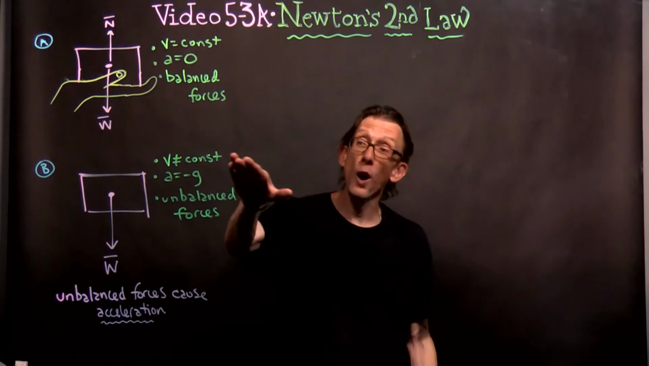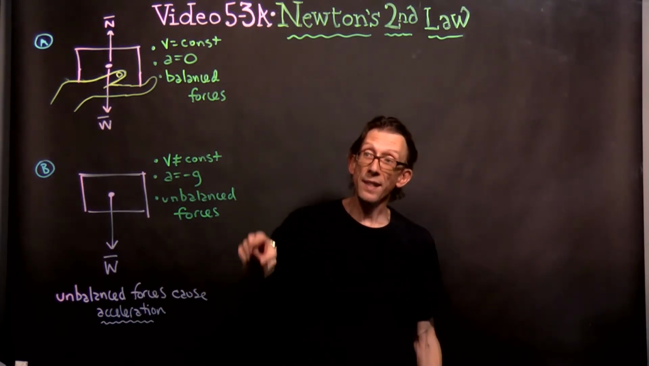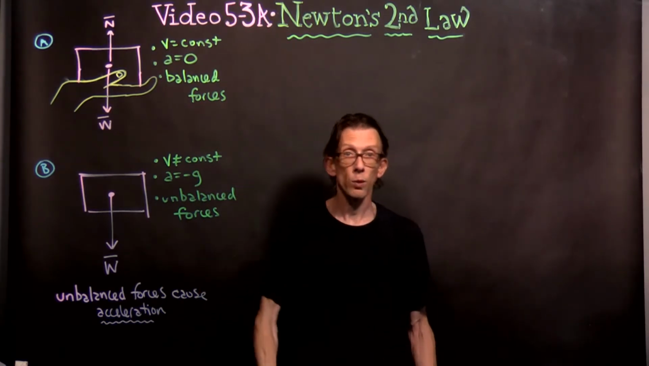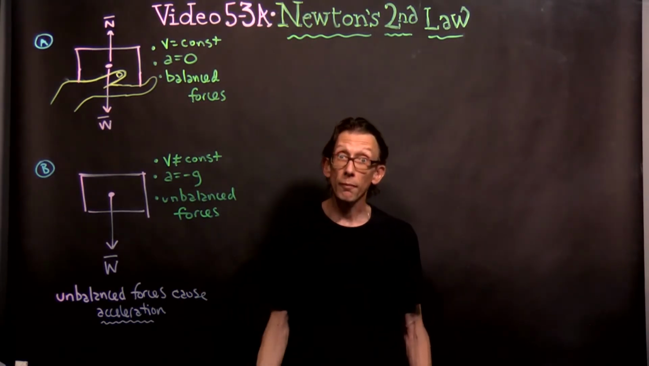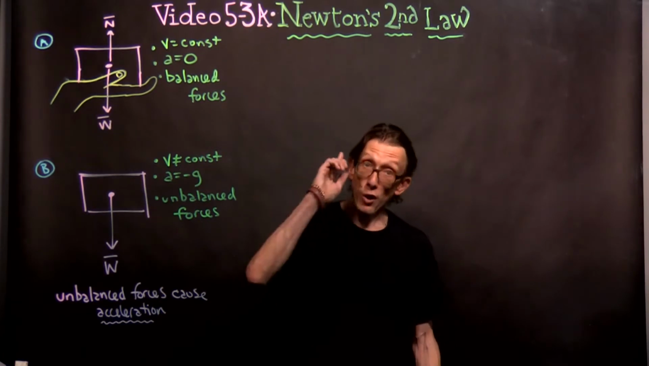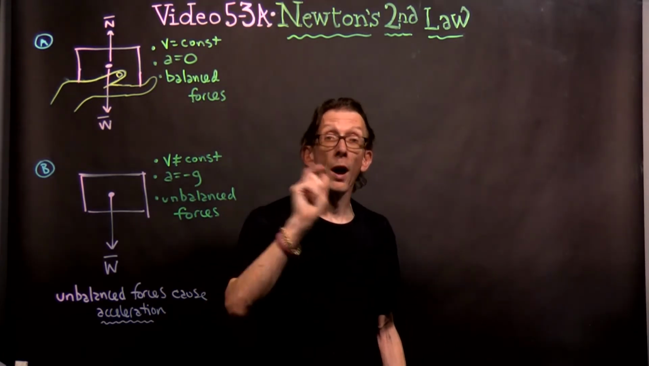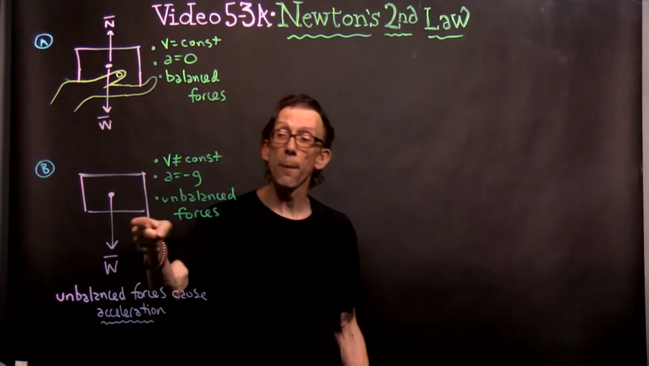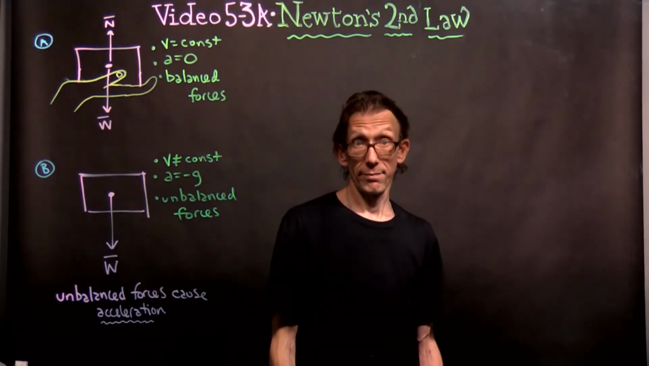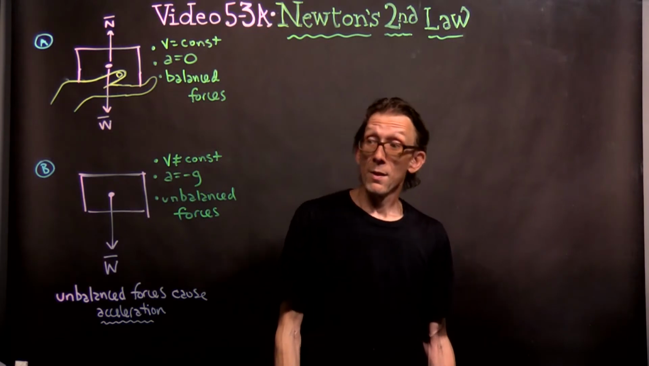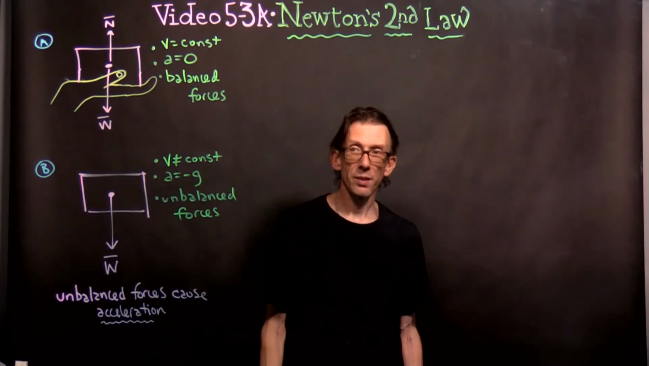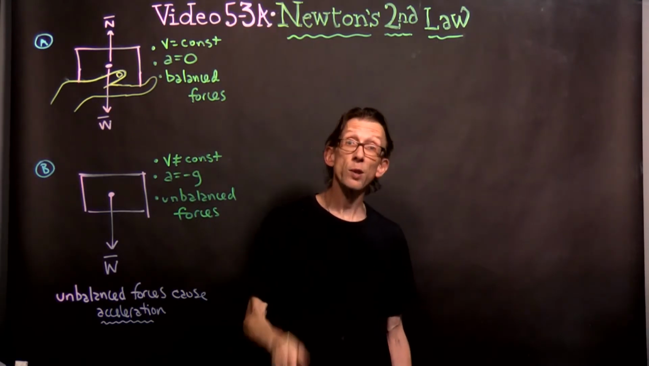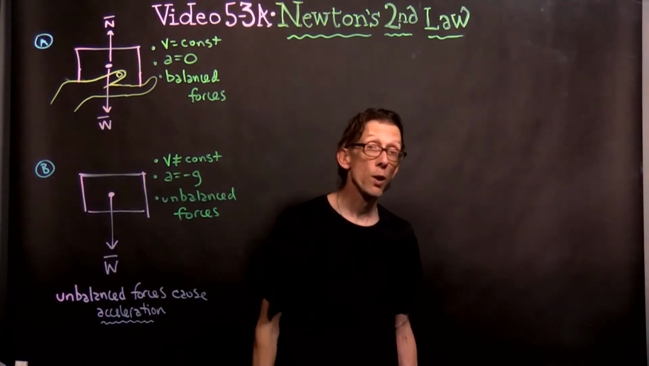So it is falling down. Its velocity is no longer constant, and the acceleration is no longer zero. It is now negative g. We're assuming up is positive. And note also that the forces are unbalanced. There's no longer a normal force up on the eraser to balance out the weight. So when you have unbalanced forces, you have non-constant velocity, which means you have an acceleration that is no longer zero.